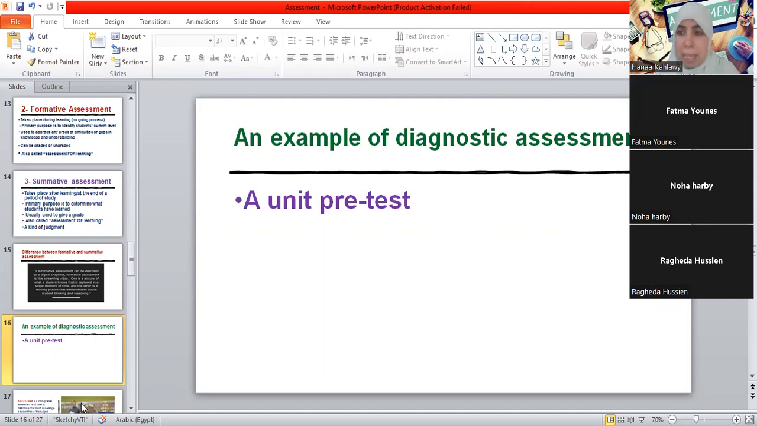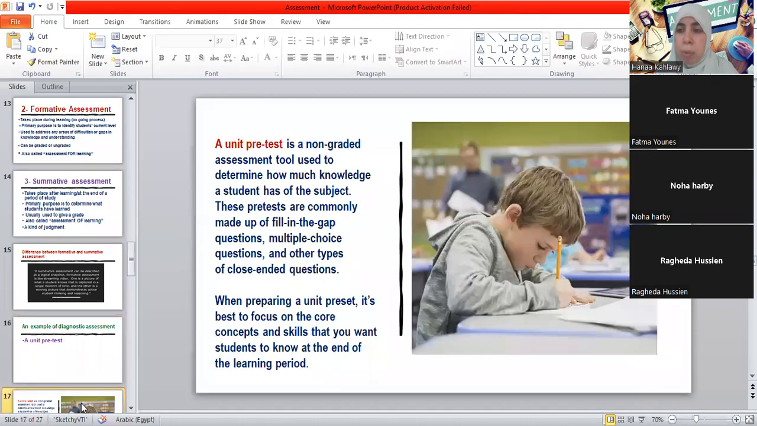Exactly. So the pre-test is supposed to be carried out before starting a lesson or a unit like this example. And here I'd like to identify how much knowledge my students already know, okay? And it's supposed to be MCQ questions, fill in the gaps, multiple choice questions. It will be easy for the teacher to check.